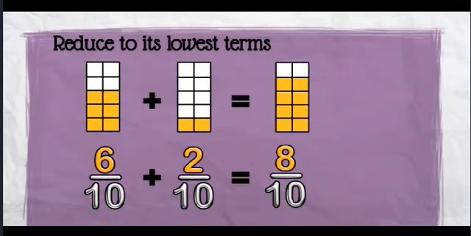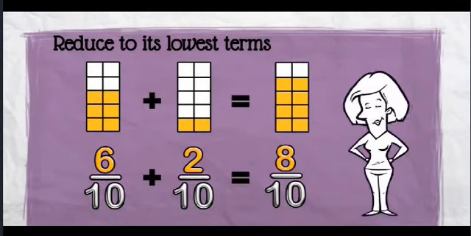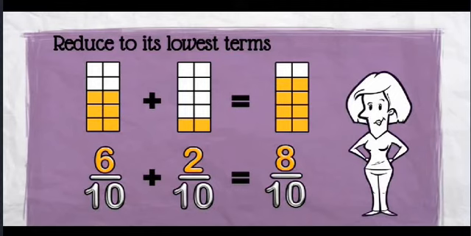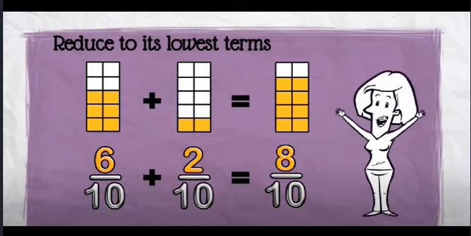Now if I ask you to reduce this fraction to its lowest term. Learners, if you remember, we did equivalent fractions in term 2. So you must know what to do here. Think about it. 8 and 10 are both even numbers. So they can be divided by 2, right?